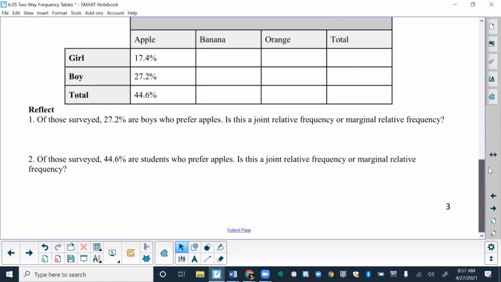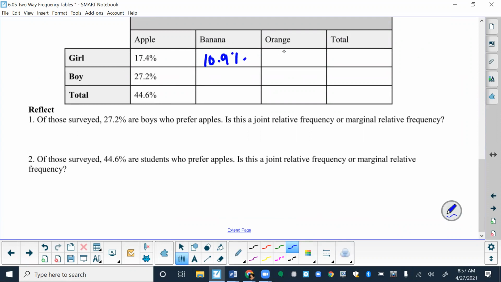All right, now to answer these questions, I'll just fill in the percents really quickly. So we had 10.9%, 15.2%, 43.5%.